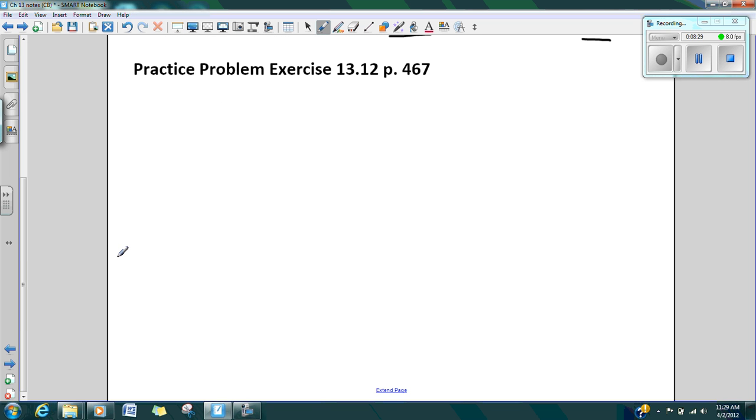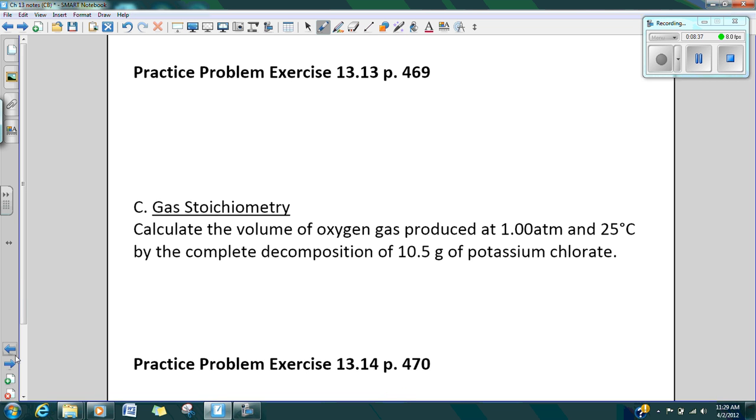So here we have our practice problem. This one on page 467, I do want to do in class because there's a little trick there, but I am going to assign to you this one on page 469. And when you are done with this, you should get that the number of moles for the hydrogen gas is 0.0188 moles of hydrogen.